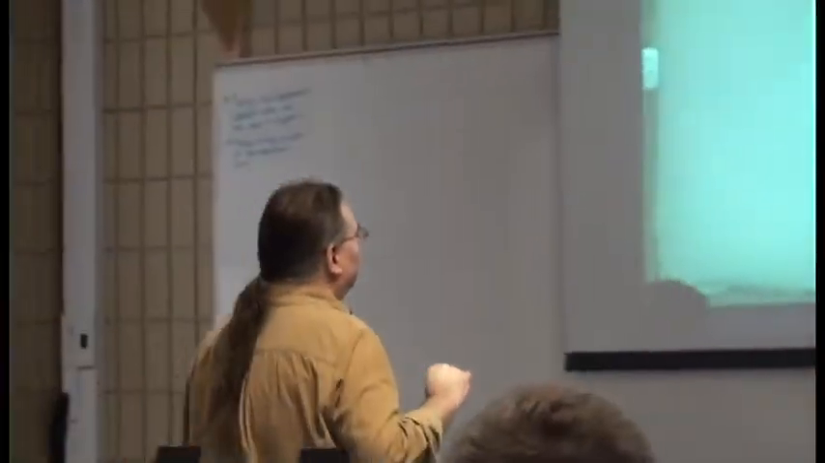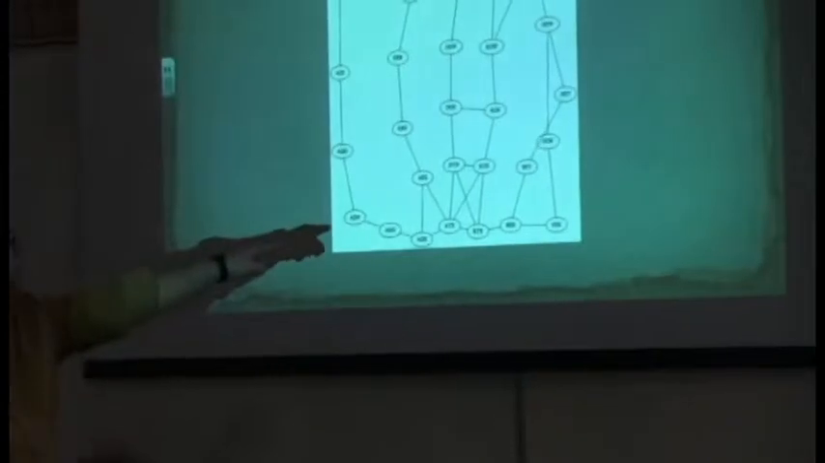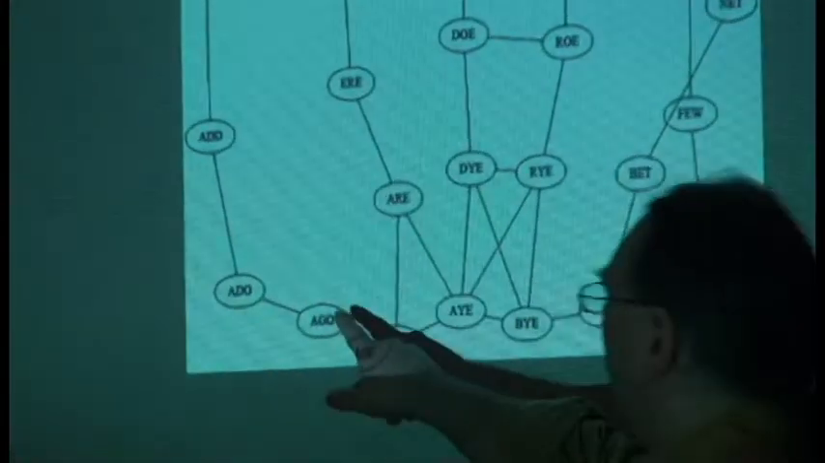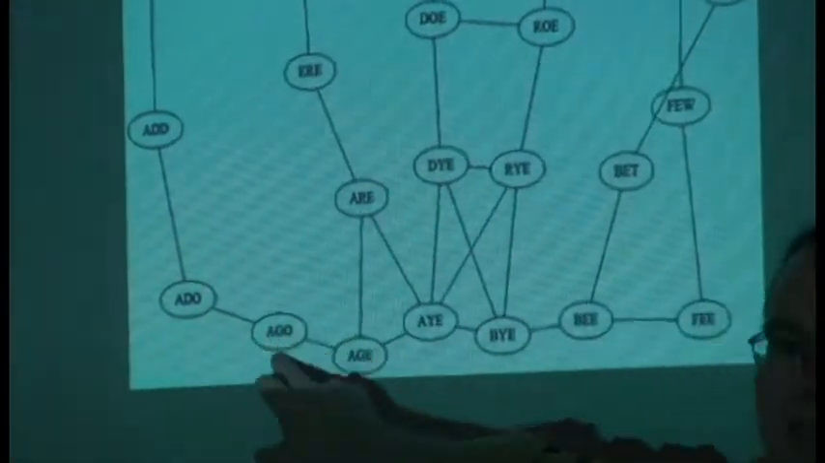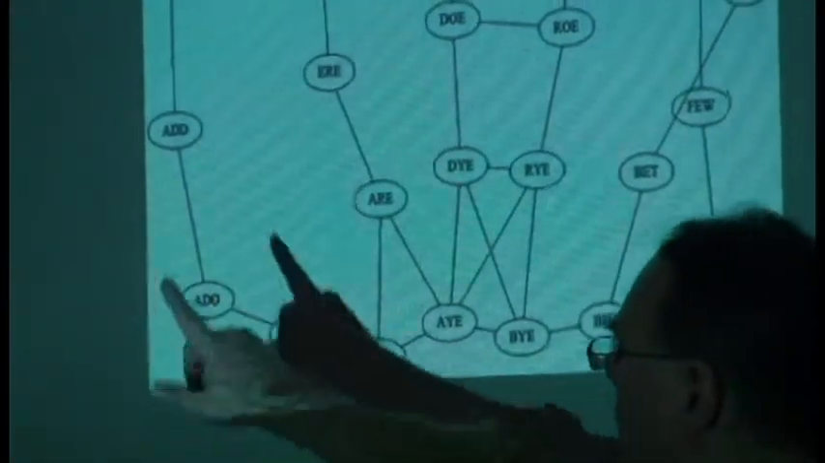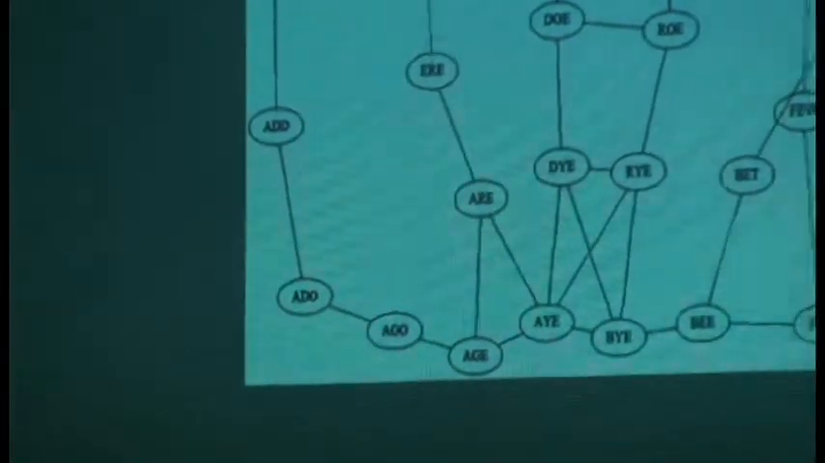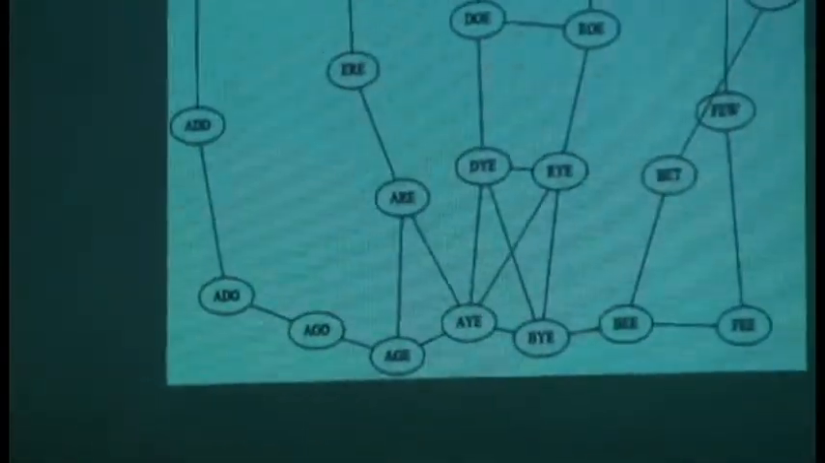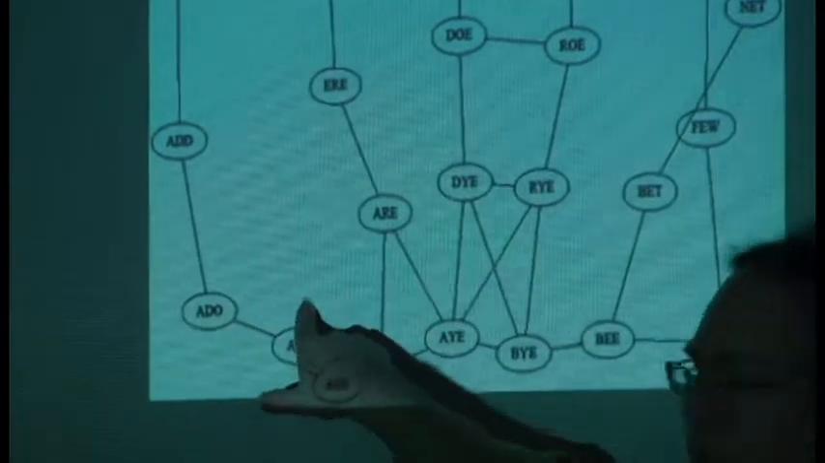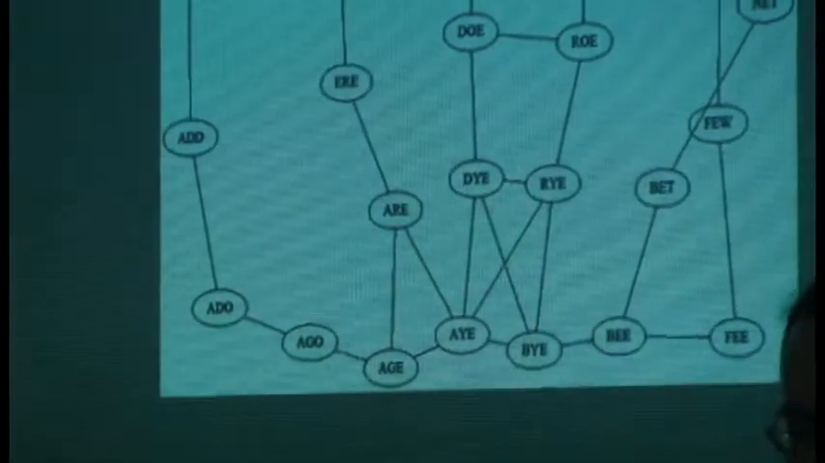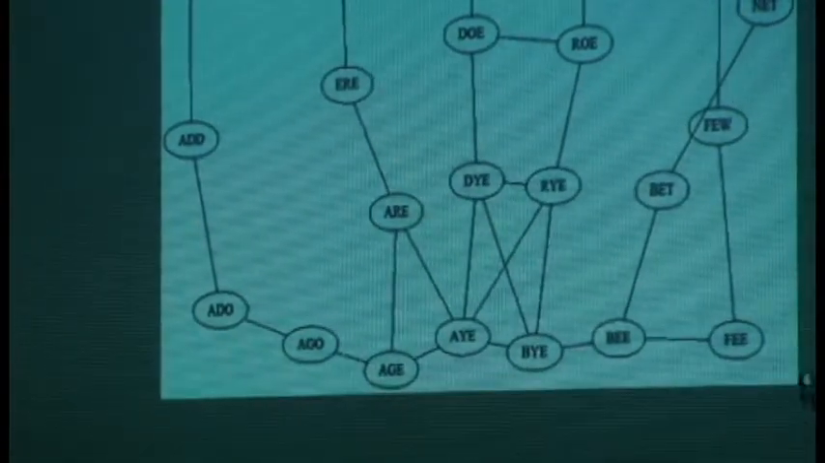So where does it go in this graph? It's down here. "A go" is down here. "New" is over here. What I do is I start with "a go", and I say, okay, where can I get in one step from "a go"? Well, I put the number one at "a do", and I put the number one at "age". Now, at "a go", I have a zero. That's because I take zero steps to go from "a go" to "a go".